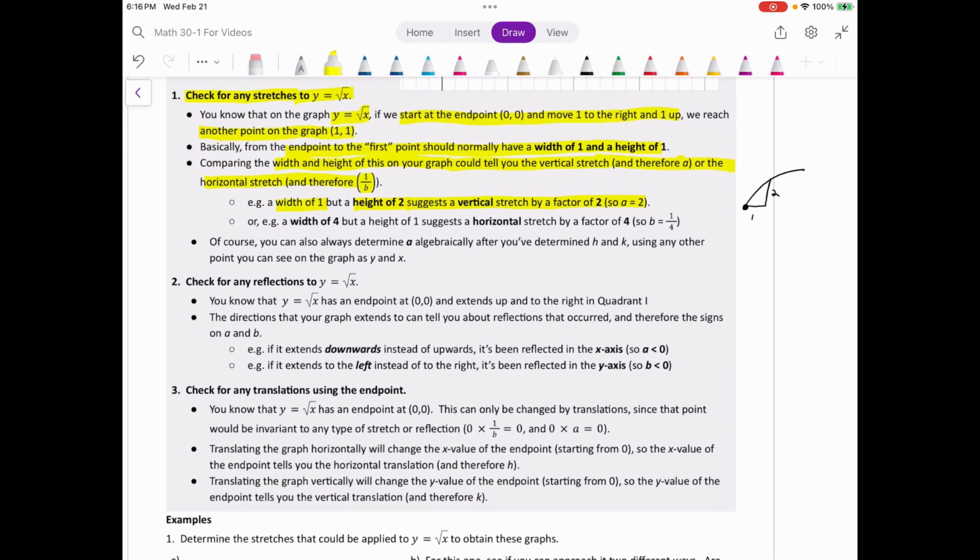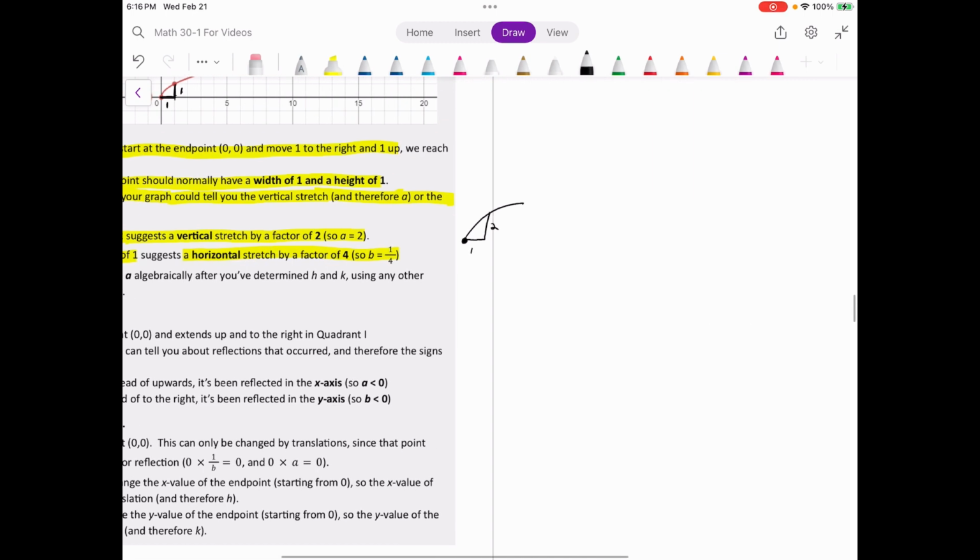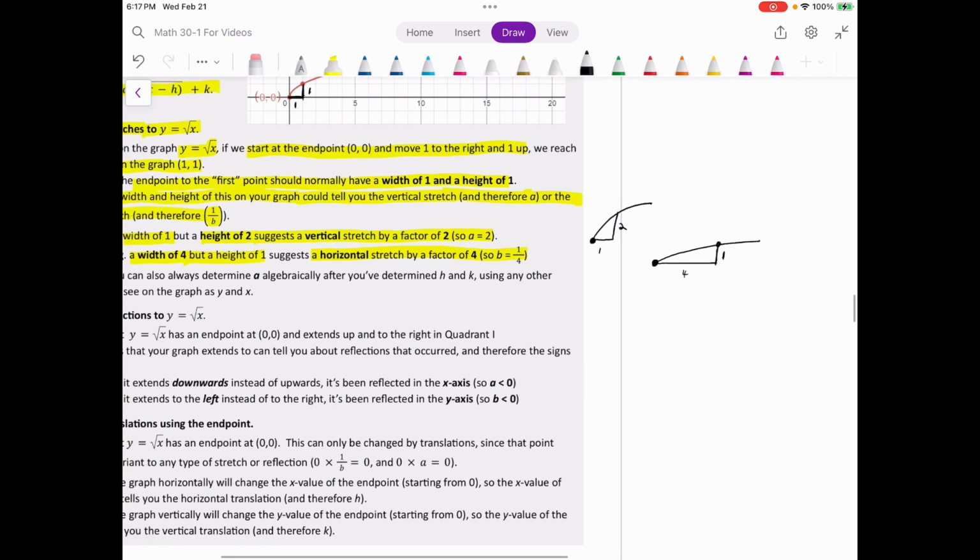Or what about a width of 4 but a height of 1? That suggests a horizontal stretch by a factor of 4. So if instead you've got something like this, where starting from the endpoint, instead of just going over 1, you have to go over 4 until going up 1 gets you back to that point on your graph, this has been horizontally stretched by a factor of 4. It's 4 wide, 1 high.